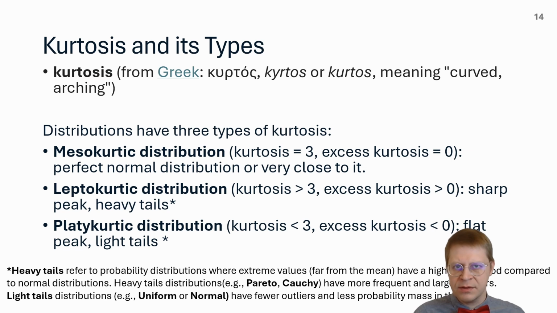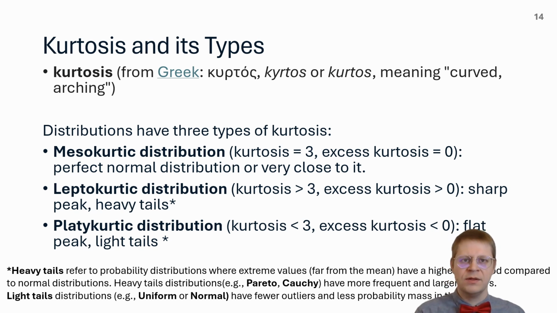Kurtosis means the tailedness of a distribution. Its name comes from the Greek word for curved, and there are three types of kurtosis. Mesokurtic distributions, which are close to normal; leptokurtic distributions, which exhibit a sharp peak and heavy tails, indicating a higher likelihood of extreme outliers; and platykurtic distributions, which have a flattened peak and light tails.